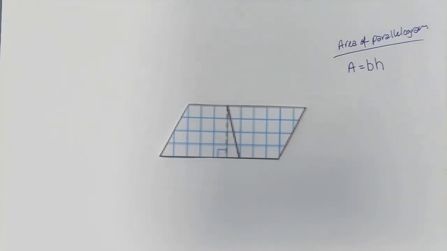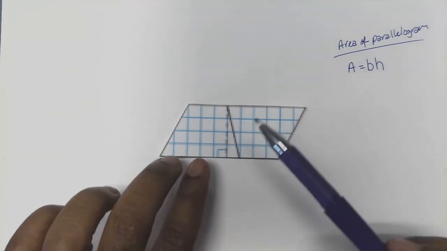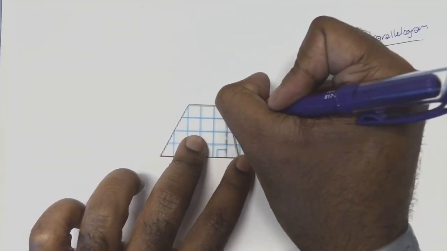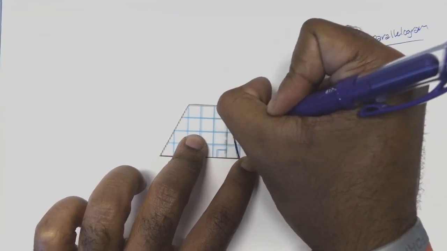Remember that the height is the length of the segment that forms a 90-degree angle or is perpendicular with the base and it extends to the opposite side. Let's see how that can help us find the area of a trapezoid. We can carefully divide the given parallelogram into two equal trapezoids. So here, I can divide this into the two equal trapezoids that's here.